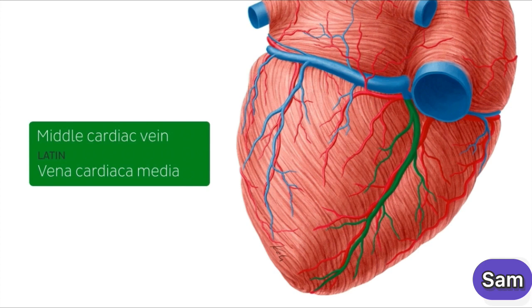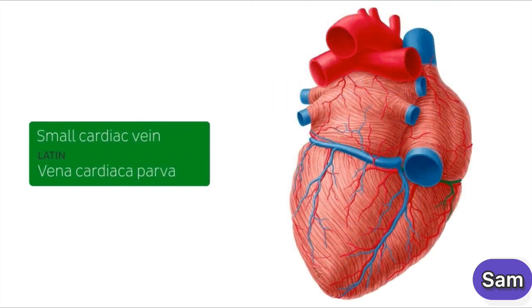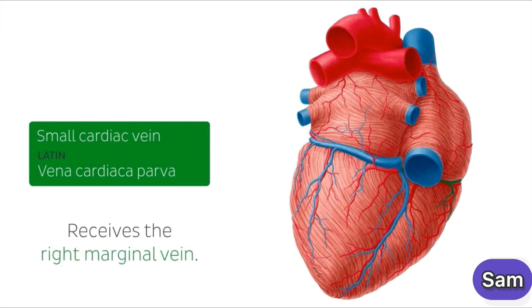The middle cardiac vein, highlighted in green here, also drains into the coronary sinus. It commences at the apex of the heart and ascends in the posterior longitudinal sulcus, ending in the coronary sinus. And we can see the coronary sinus running along the left atrioventricular groove just here. And finally, the small cardiac vein, another tributary of the coronary sinus, drains the inferior and lateral wall of the right ventricle, occasionally emptying into the middle cardiac vein. And it travels in the right coronary groove and receives the right marginal vein.